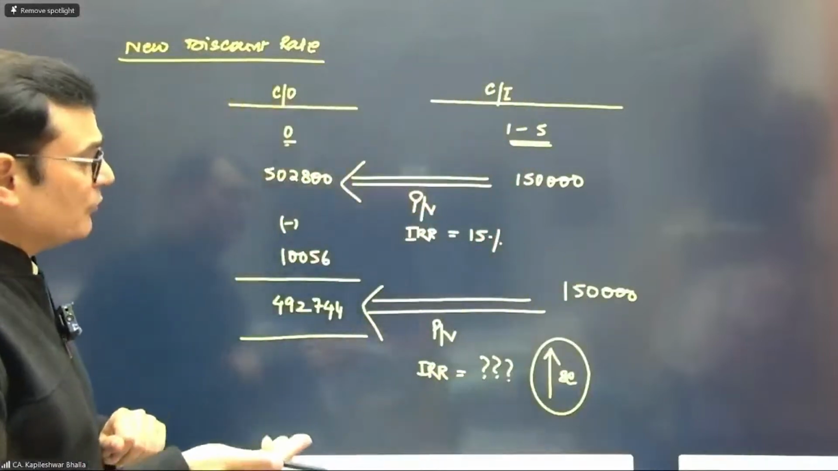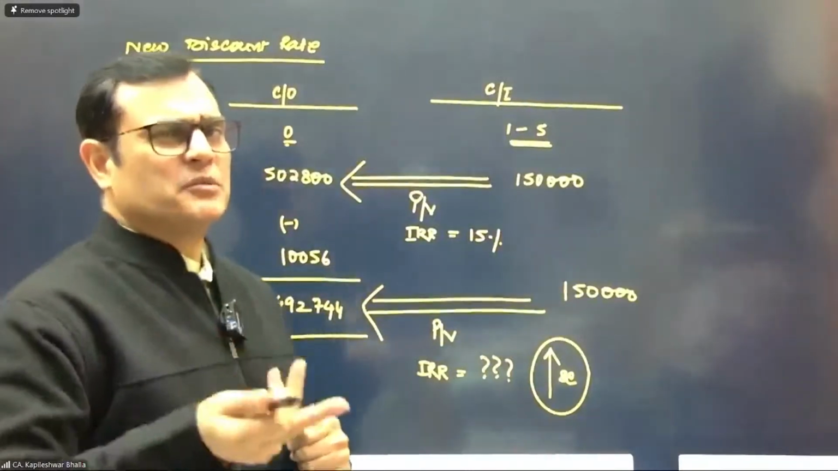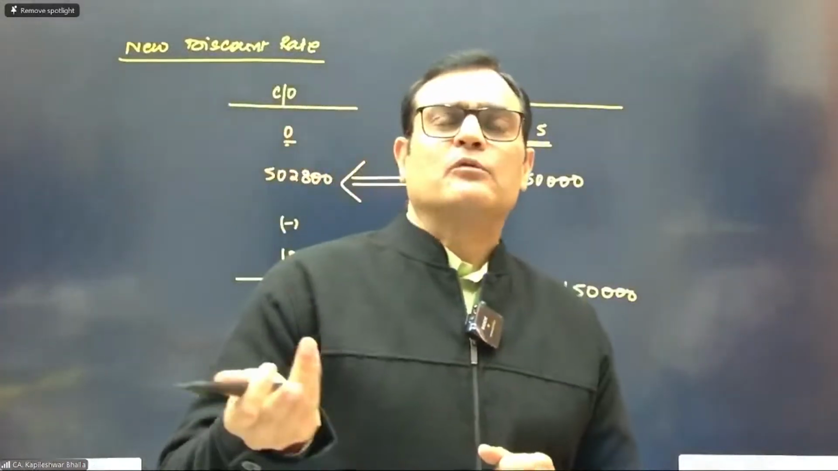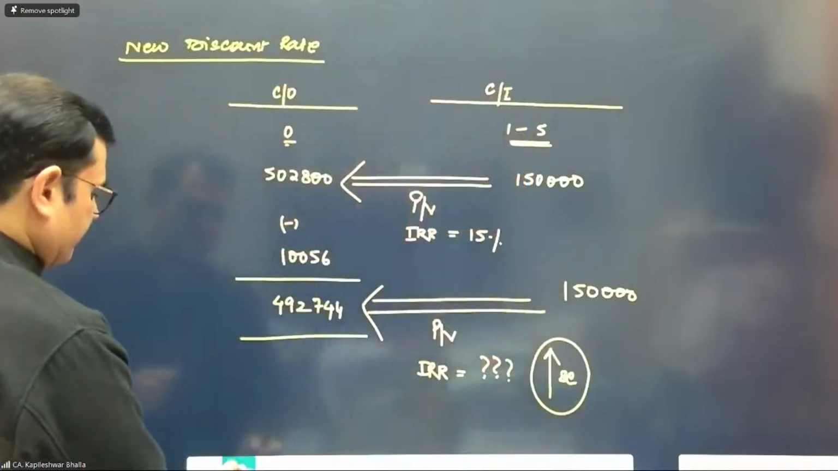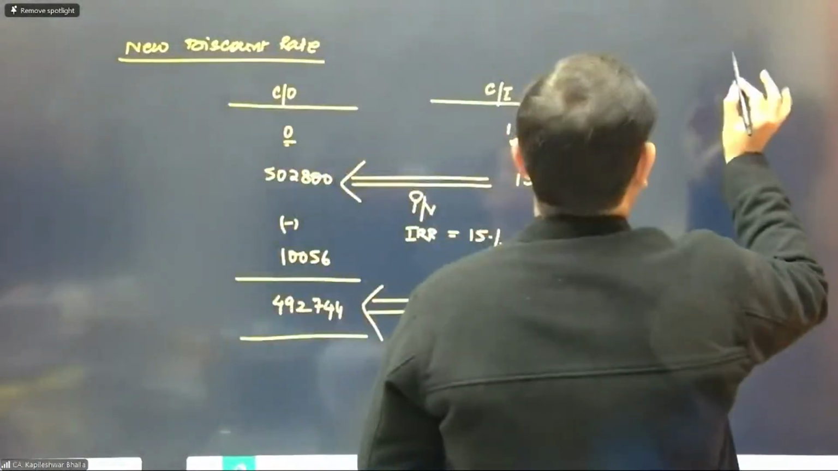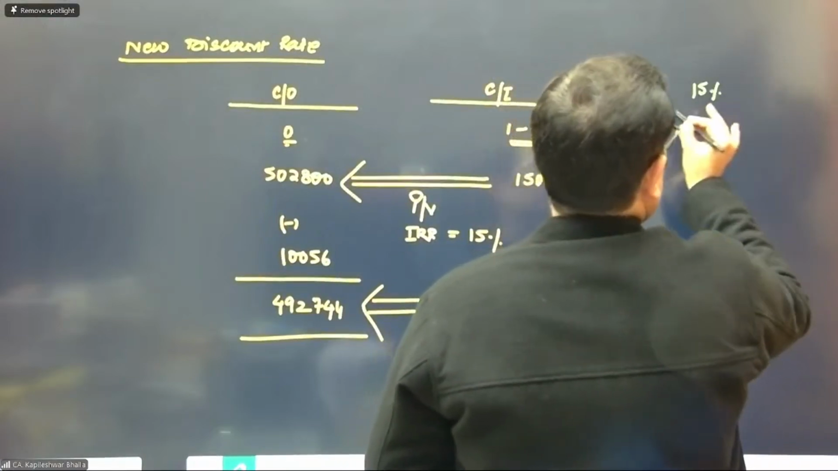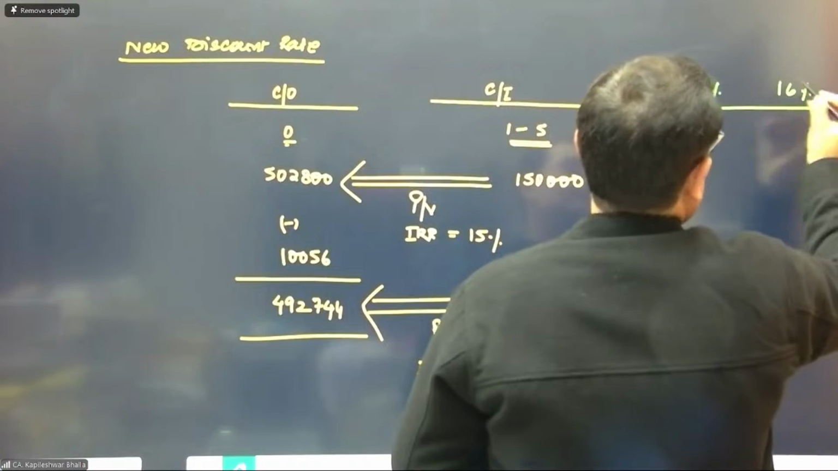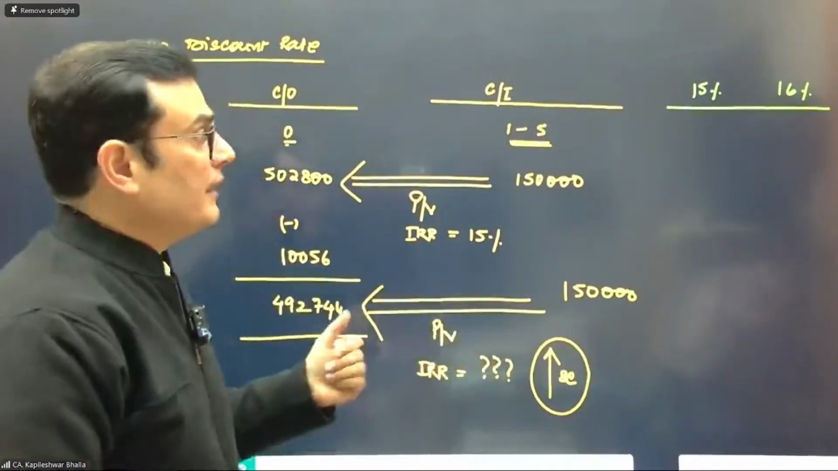So now I need to calculate this internal rate of return. We know it's going to be more than 15%. Let's use hit and trial. Let's calculate the NPV at the rate of 15% and 16% both, and watch out for the results. Then we'll try to interpolate and calculate the IRR.